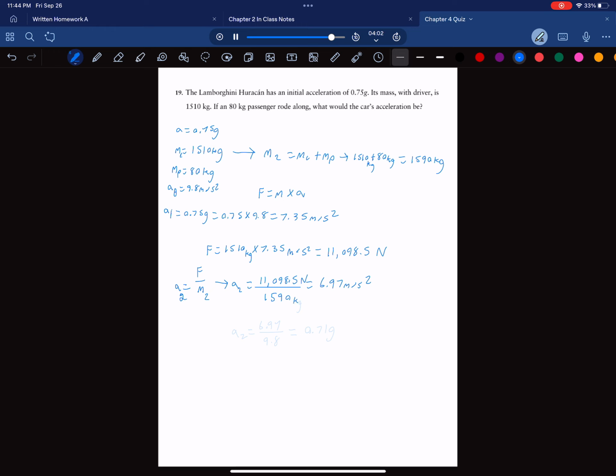And essentially, we also want to make sure we convert back to g's, because our initial given acceleration was in g's. We can convert this back to g's as well. So our A2 will then equal 6.97 divided by the acceleration due to gravity, so 6.97 divided by 9.8. Equals just about 0.71 g's after calculating that in the calculator. And that is going to be how you solve this question.